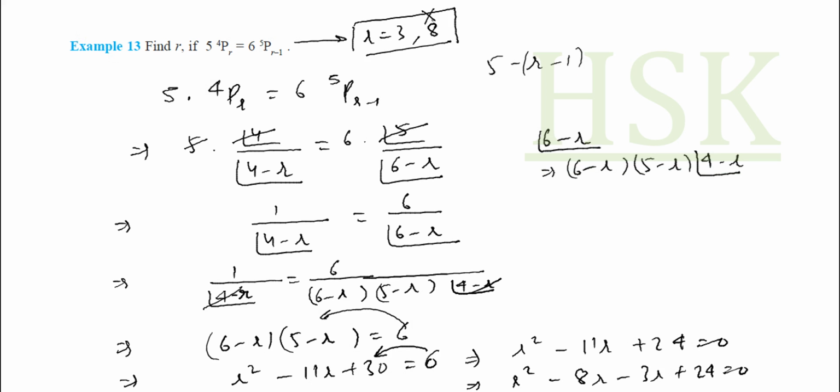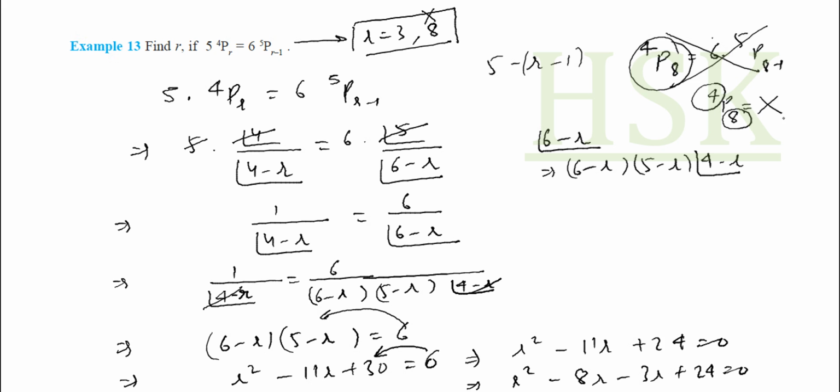Now r cannot be equal to 8 because it doesn't satisfy this equation, because we get 4P8 is equal to 6 times 5P(8 minus 1), that will be 7. So this equation is not valid. Just for justification, 4P8 means what? This means the selection of 8 objects out of the given 4 objects, which is never possible. So in this case the required answer is r is equal to 3.